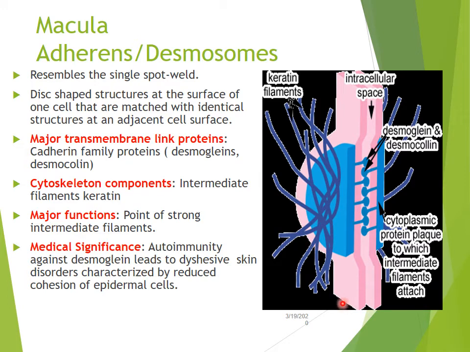Its medical significance is that if autoimmunity develops against these proteins, that is desmoglein and desmocollin, then what happens? The skin will be adhesive-less. That means the binding force or the binding capacity will be lost, and there will be reduced adhesion. So it will be characterized by blister formation in the epidermal cells.